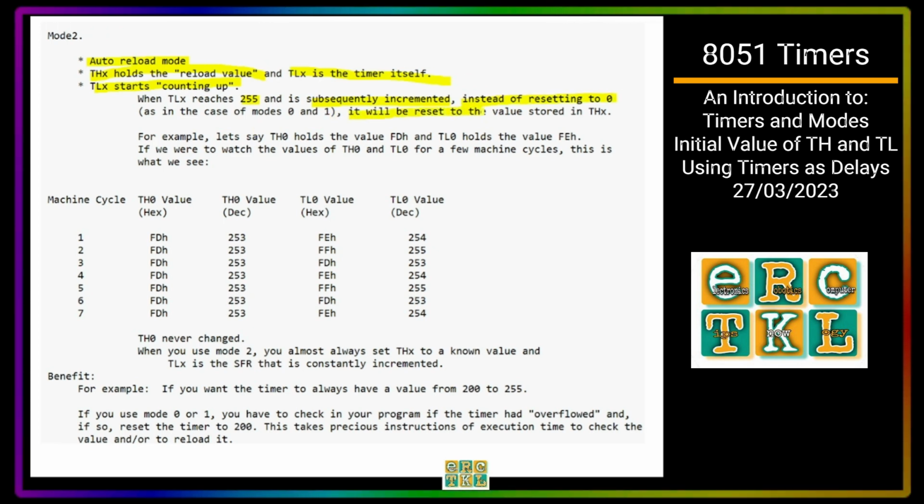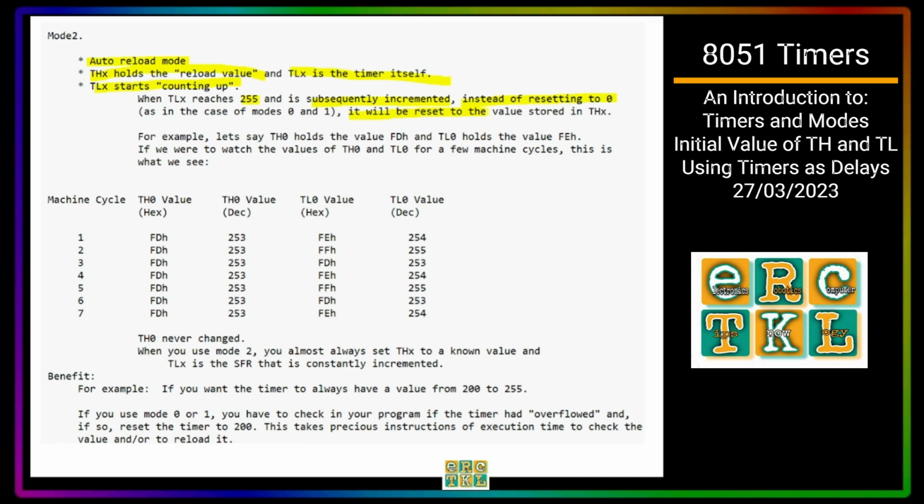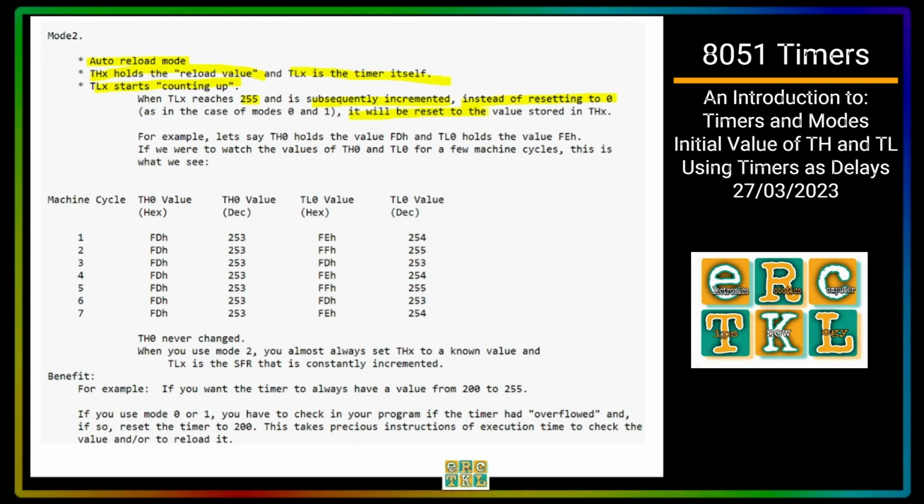It will go back not to 0, but to the value that you put in THX. You understand? So if I put AA in THX, you understand what's happening? The TL will count up to 255. Will it go back to 0? No. It will go back to the value in TH. You understand? Why is the teacher not going back to 0?